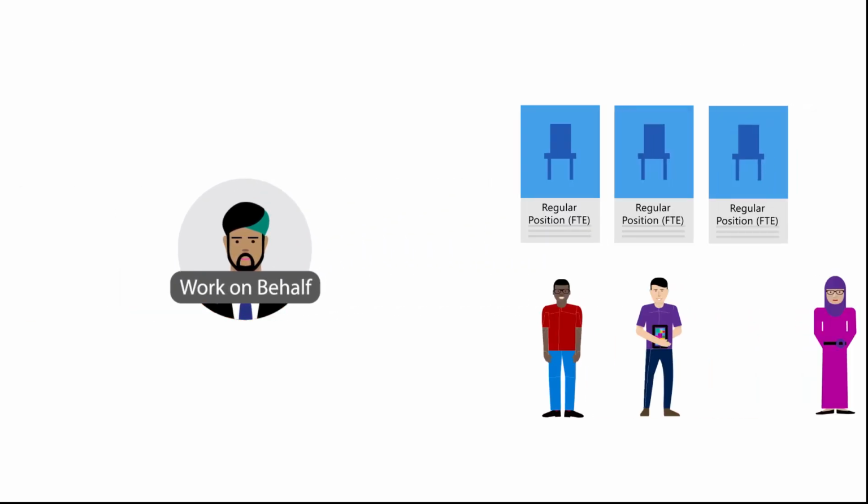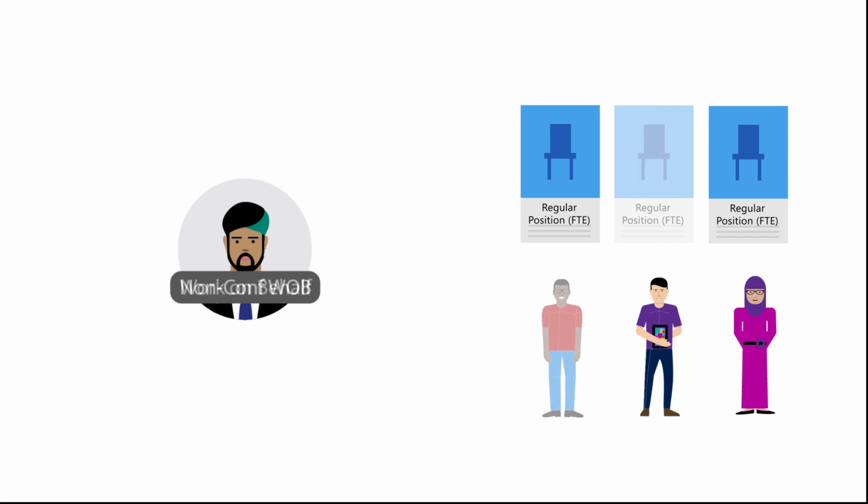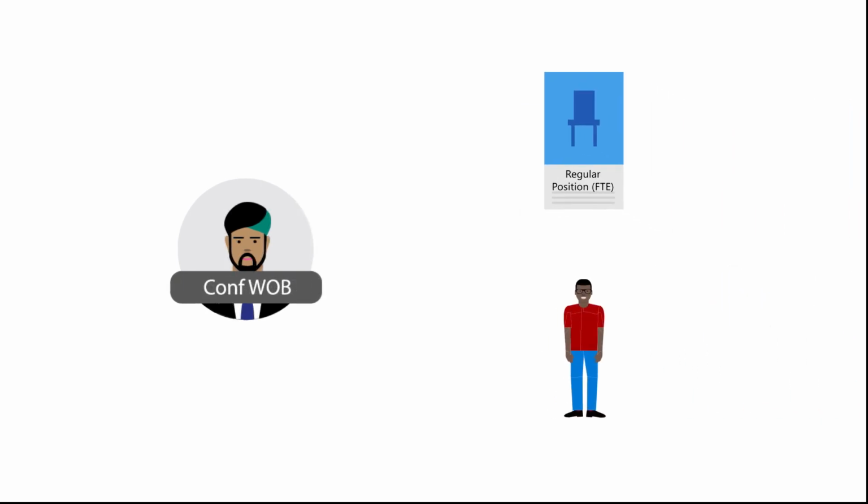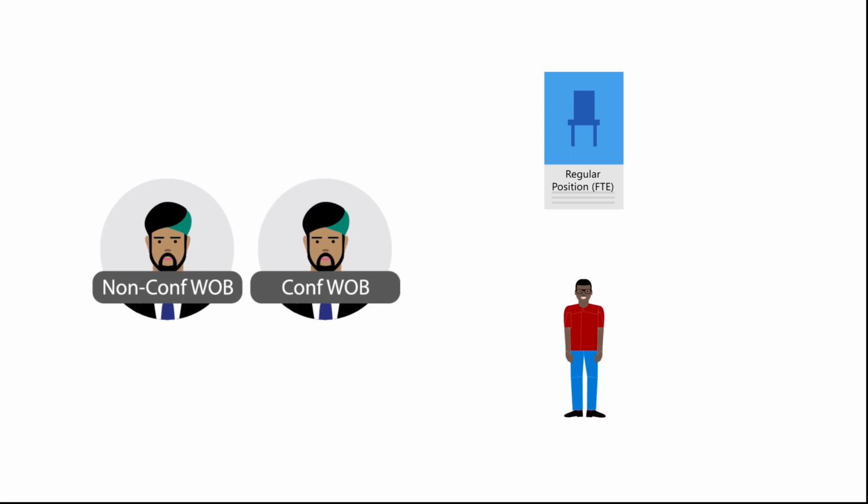The positions and people you can view, edit, or transact on in Employee Central depend on whether your role privileges give you non-confidential or confidential WOB access. It is possible for one person to have both non-confidential and confidential WOB access.